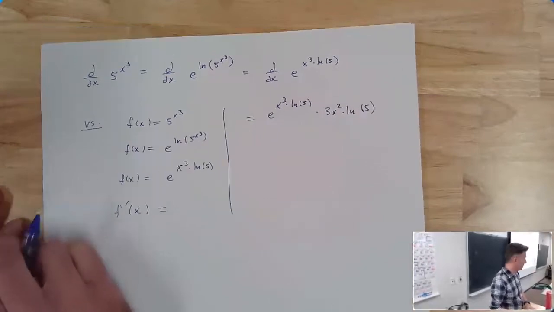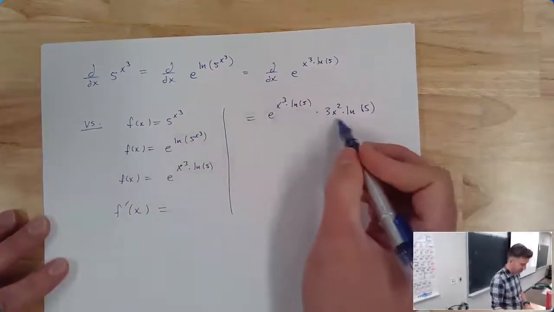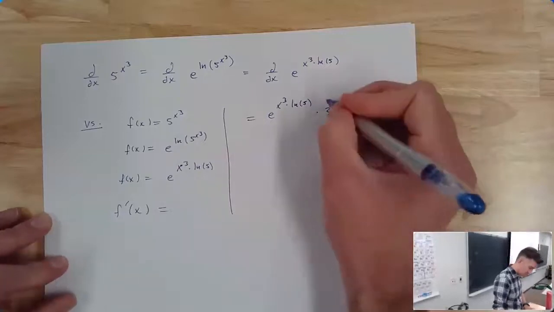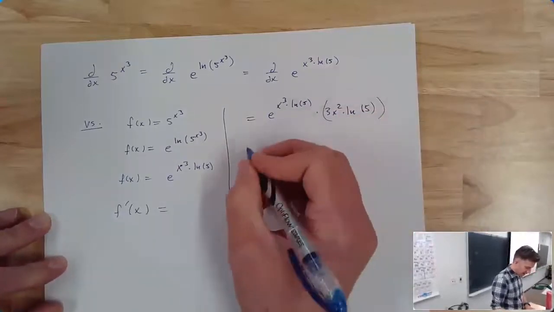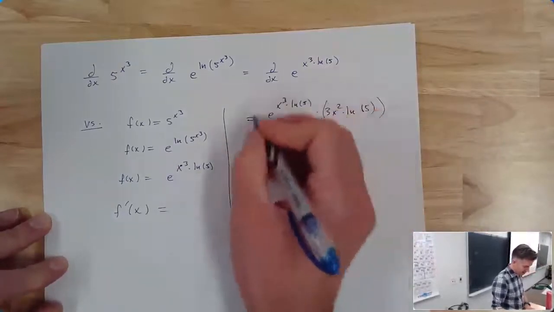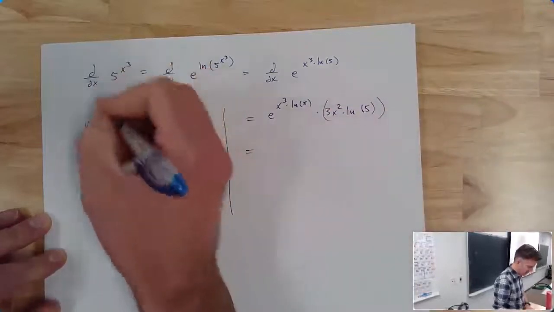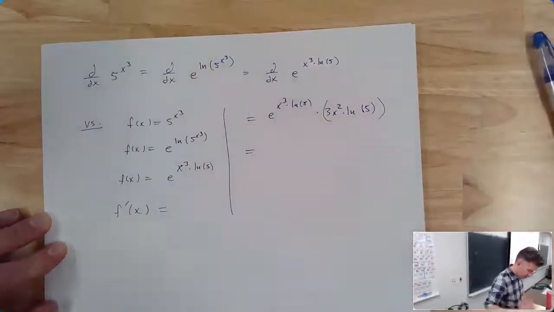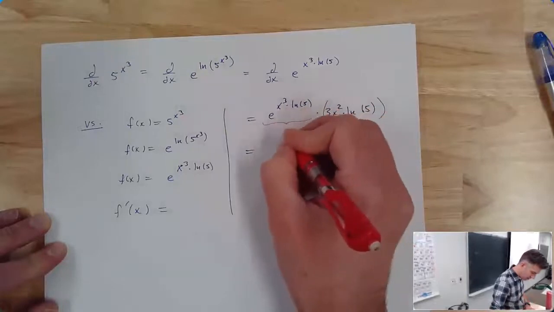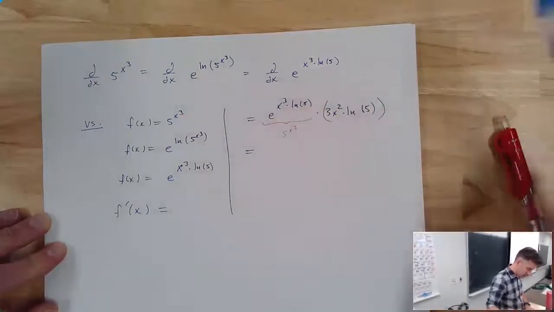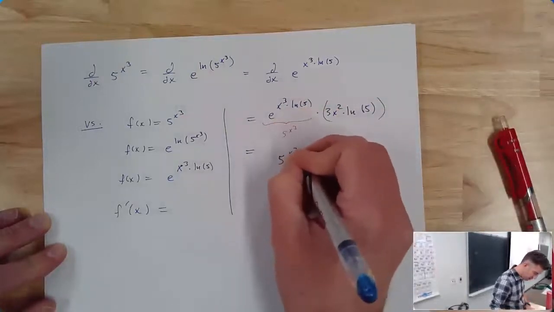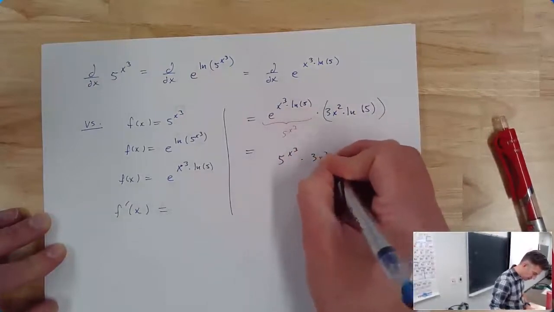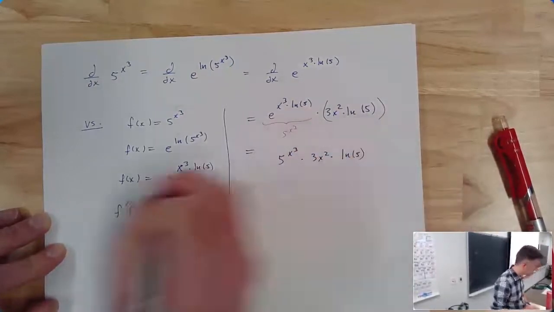Derivative of x cubed is 3x squared. Derivative of x cubed times the constant is 3x squared times the constant. And then I am going to rewrite it. e to the x cubed times natural log of 5 is 5 to the x cubed. So this part right here is just 5 to the x cubed. This is going to equal 5 to the x cubed times 3x squared times natural log of 5.